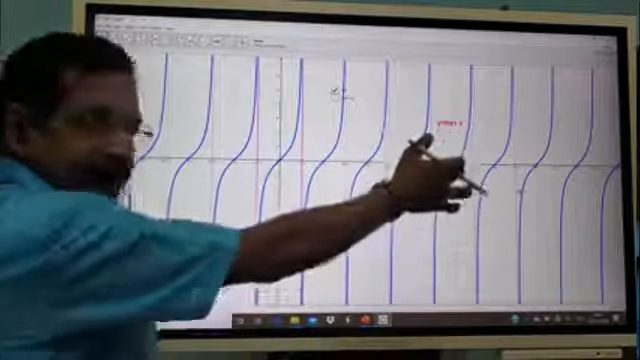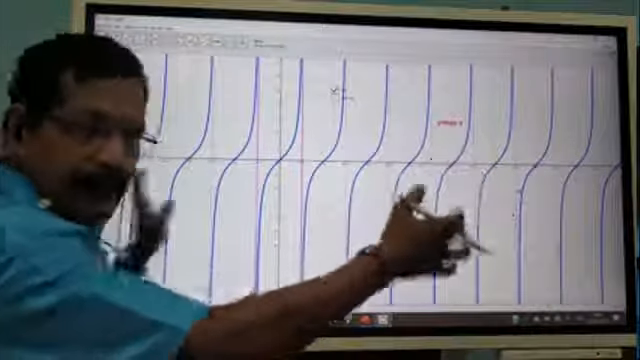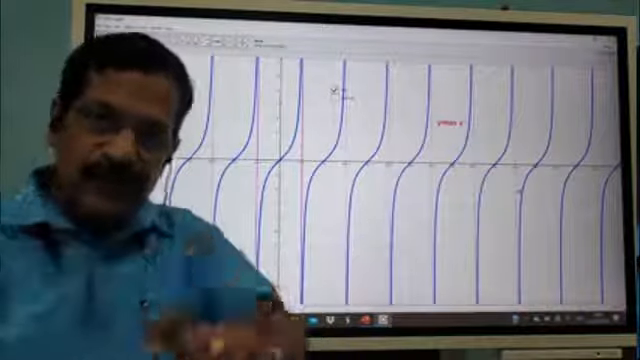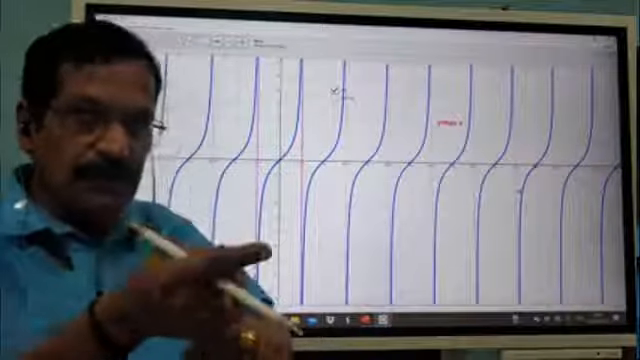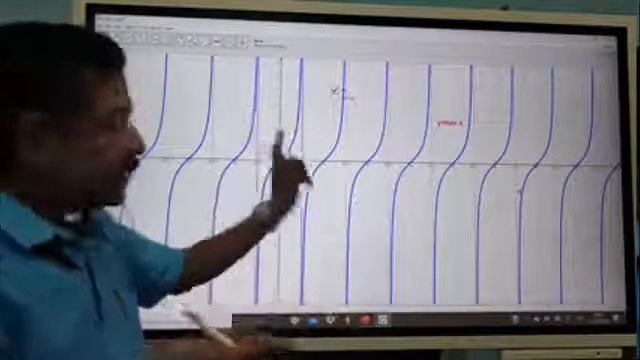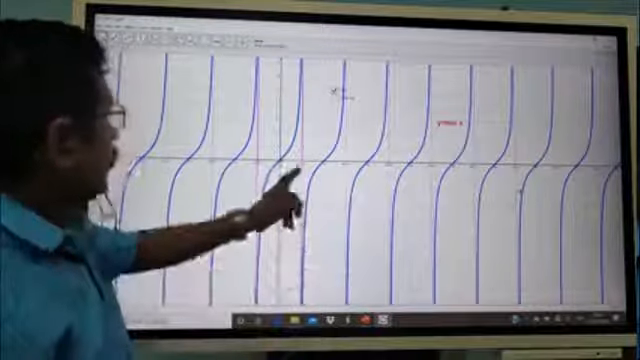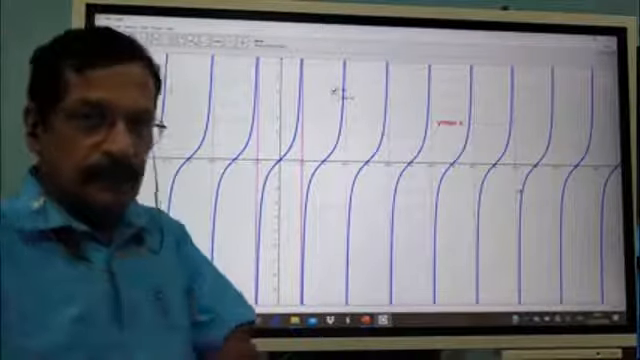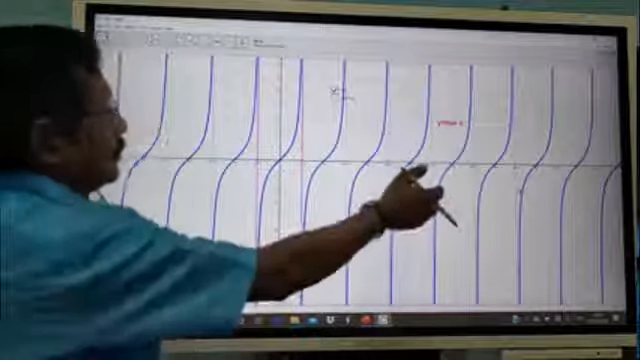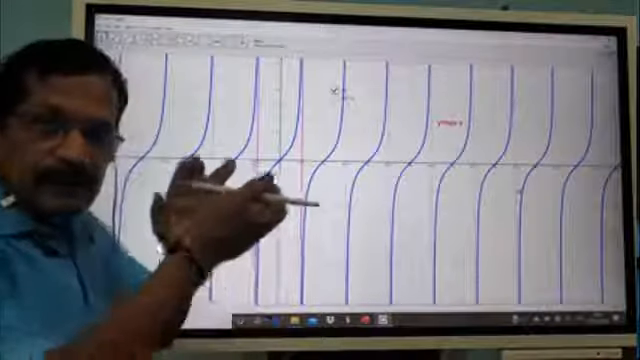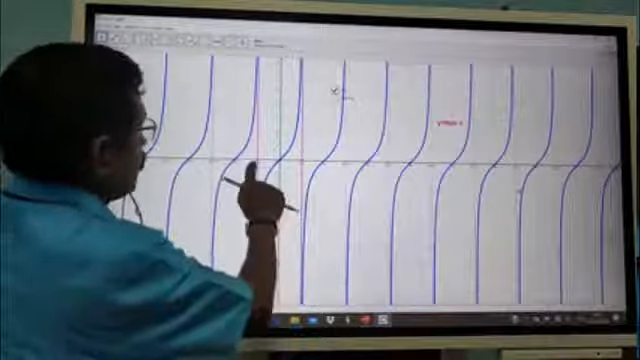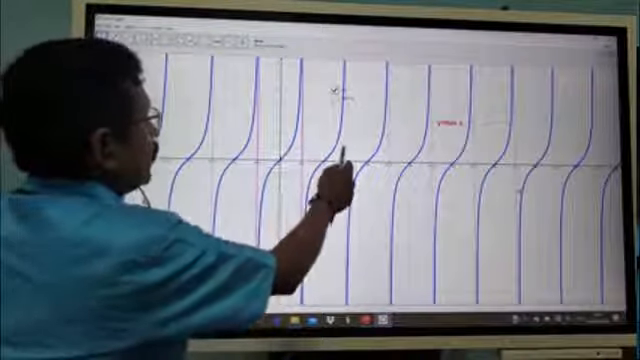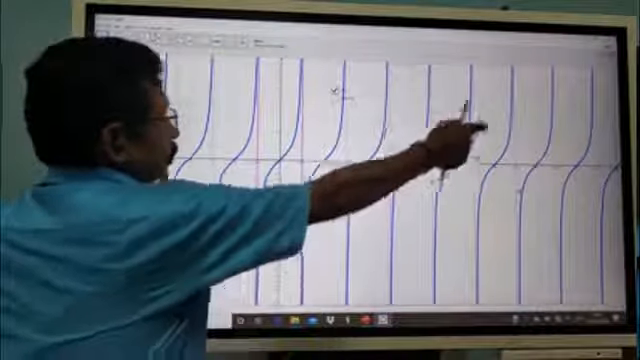So, if you take the entire real number line, actually the tangent function can be defined from R to R, I will explain in that slide. But we have to restrict this domain to minus pi by 2 to plus pi by 2, or pi by 2 to 3 pi by 2, or 3 pi by 2 to 5 pi by 2, etc.